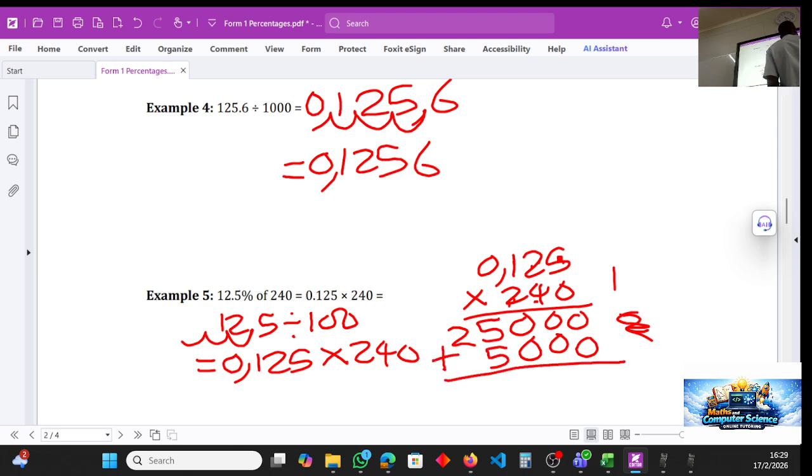When I add, this is going to take me to 0 plus 0, that's 0. We have 0 here, 0. 5 plus 5, that's a 10, carry 1. So we end up having 30,000.